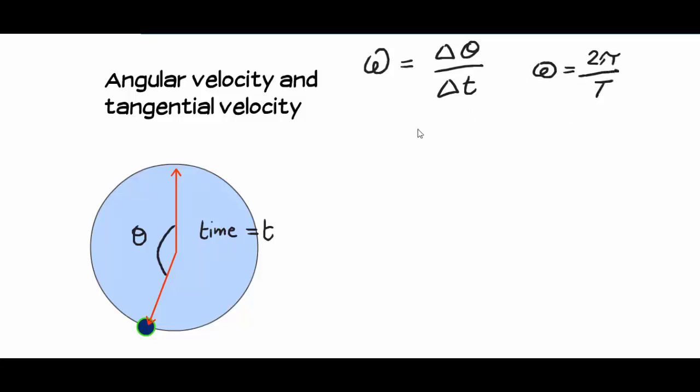Now, if we were talking about a complete revolution, then the angle would be 2 pi divided by the period, and because the frequency is 1 over the period, omega is also equal to 2 pi f.